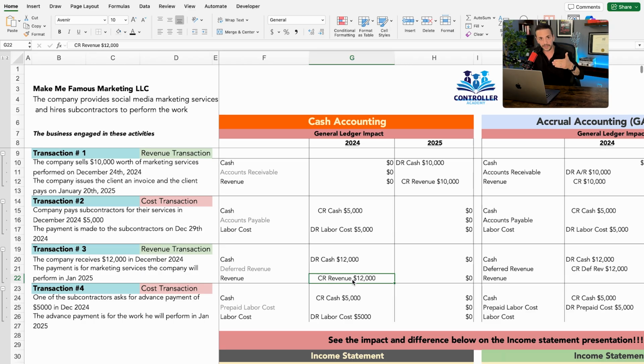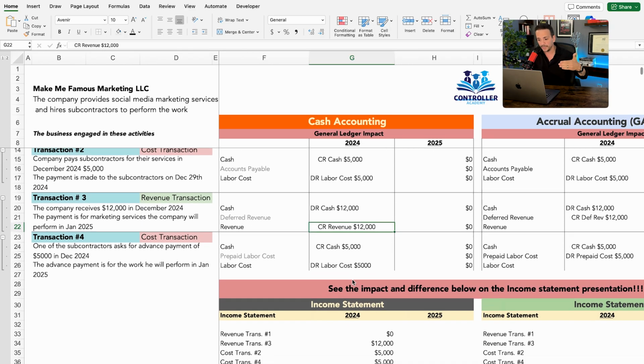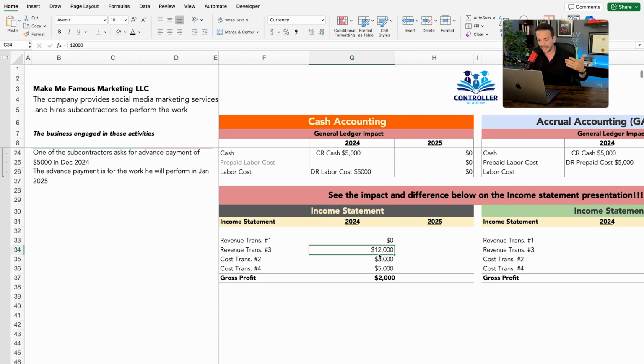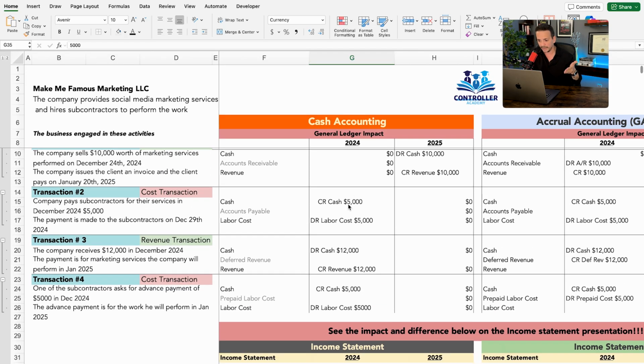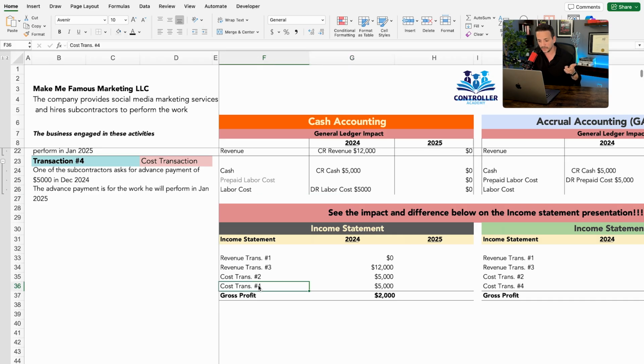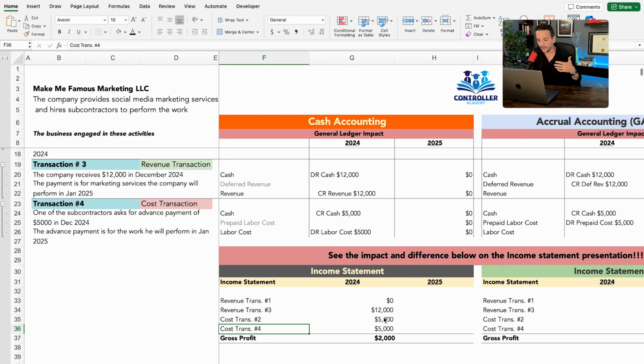So that's deferred revenue, or we call it unearned revenue, but under cash accounting, we still recorded that in this year. For the cost transaction number 2, $5,000. We recorded that because we spent the cash. And then for cost transaction number 4, we recorded $5,000 because the labor cost was paid in 2024, yielding a gross profit in 2024 of $2,000.